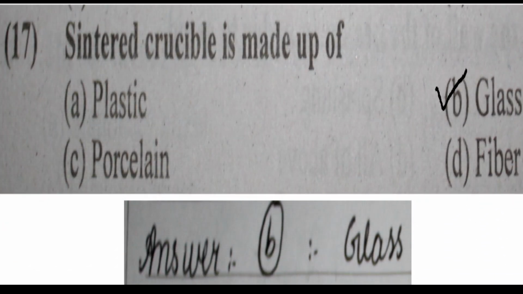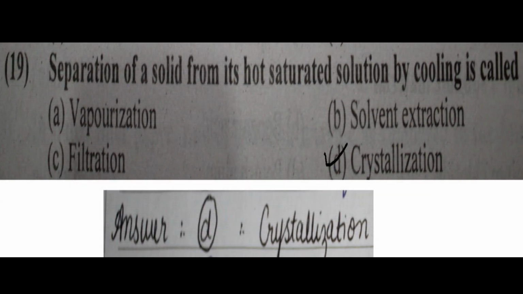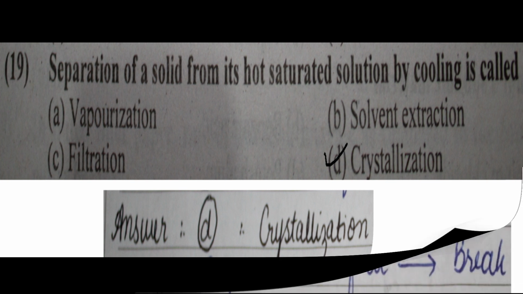Next is sintered crucible is made up of. First we talked about the Gooch crucible, that it is made up of porcelain. You have to remember that Gooch crucible is made up of porcelain and sintered crucible is made up of glass. So option B is going to be our right answer. Next is the solution remaining after the formation of crystals is called as. Option A, mother liquor, is going to be the right answer because the liquid left behind after crystallization is called as mother liquor. Next is separation of a solid from its hot saturated solution by cooling is called as. Option D, crystallization, is the right answer.